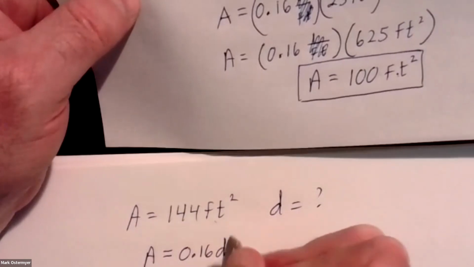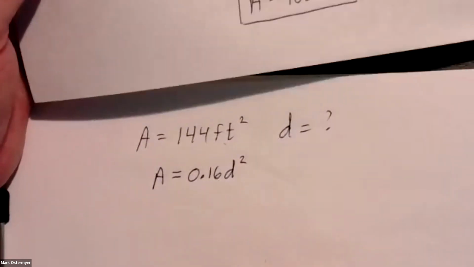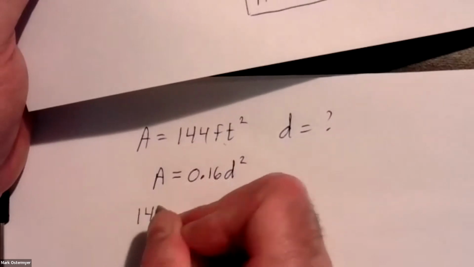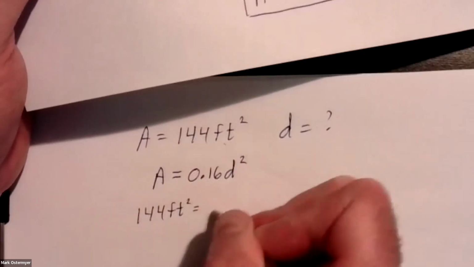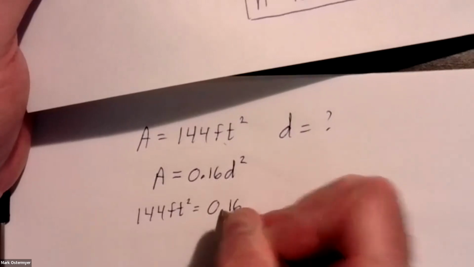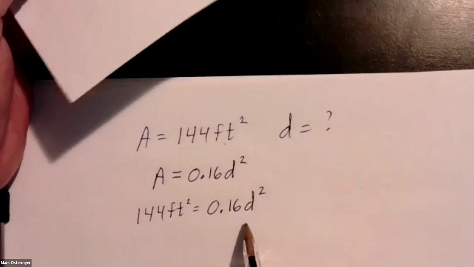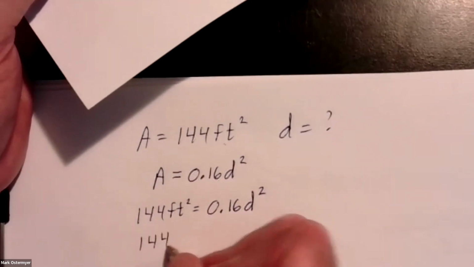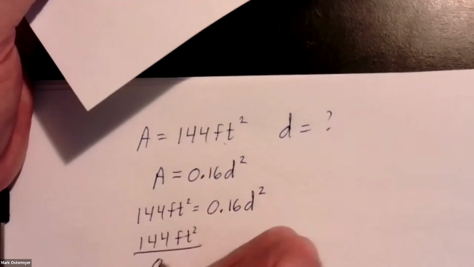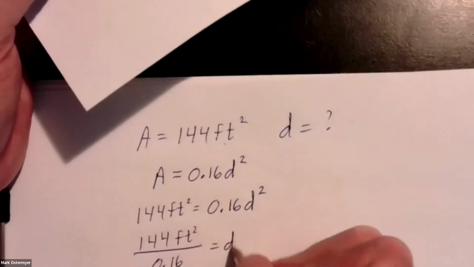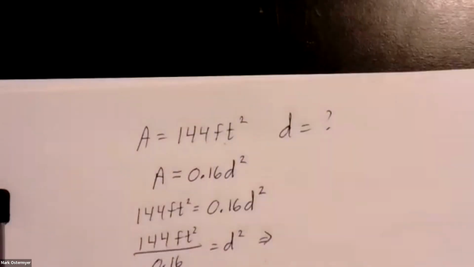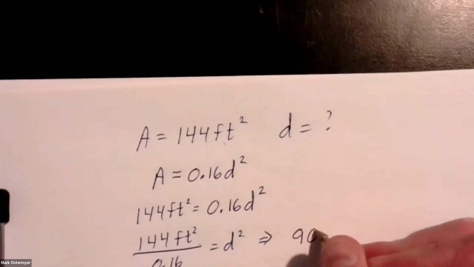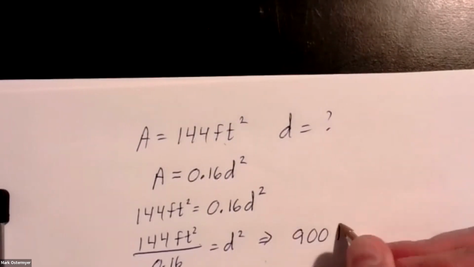All right, so anyways, using our direct variation that we created in part A, and here it is again, we can answer this question. In for the area goes 144 square feet. That's equal to 0.16 times the distance, which is unknown. We have to solve for distance D. To do that, we divide both sides by 0.16. And what is 144 divided by 0.16? That's 900. So therefore we have 900 square feet.